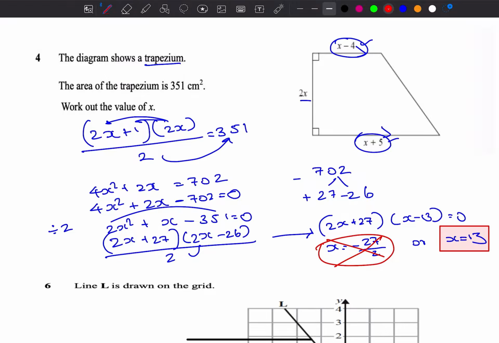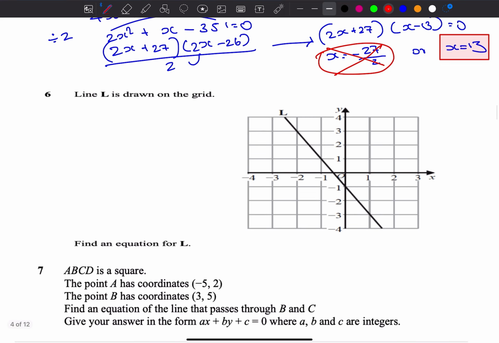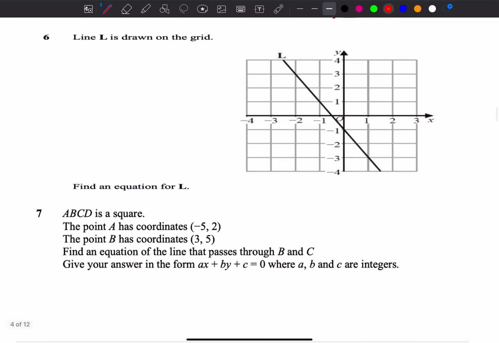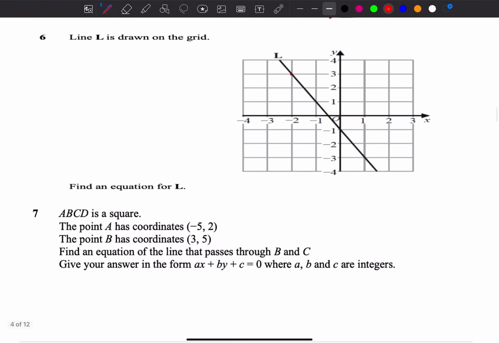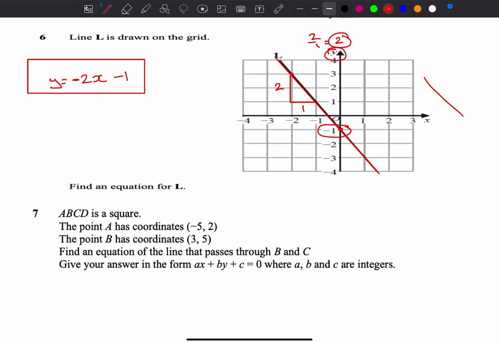Okay. They want the equation of this line. You can find two readable points, probably here and here. That's 2, that's 1. So y equals 2 over 1, which is basically 2. Don't write 2 over 1, it looks stupid. Y equals 2x. And where does it cross the y-axis? Y-axis is here, minus 1. Is that okay? Of course not, because remember, the line goes that way, so the gradient is negative. Y equals minus 2x. Okay, make sure. Next one.